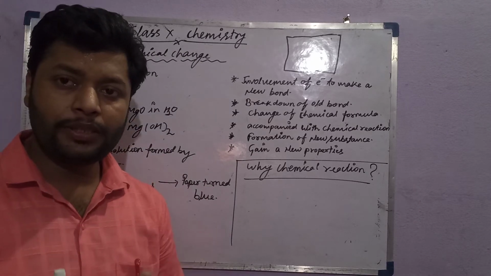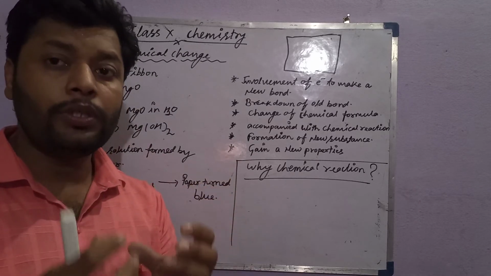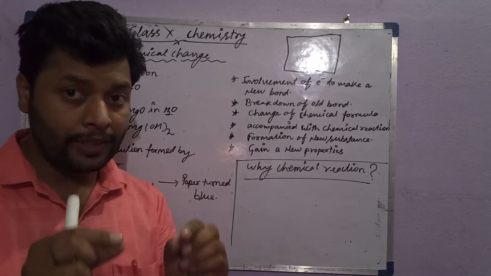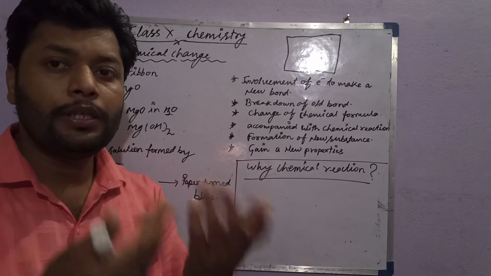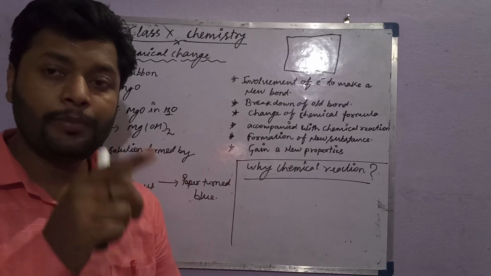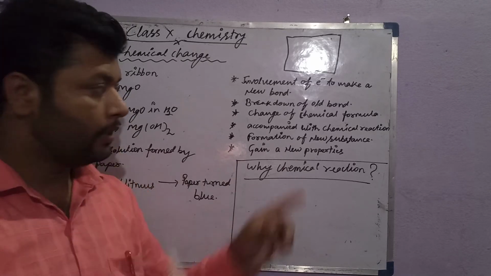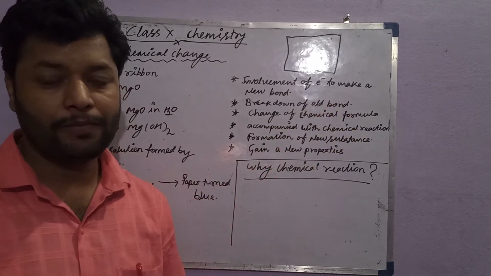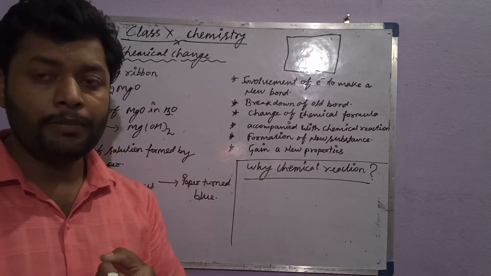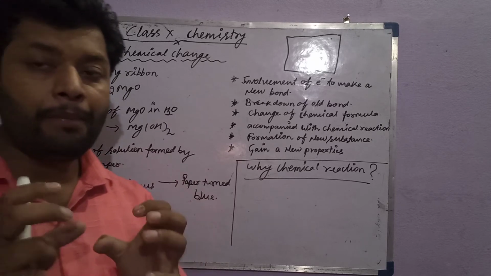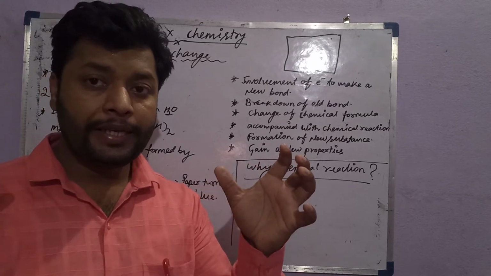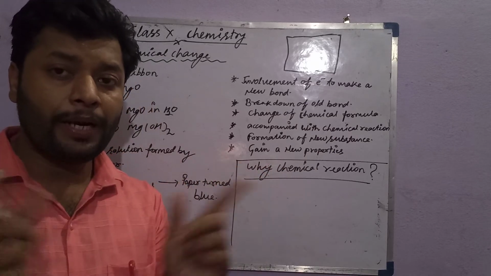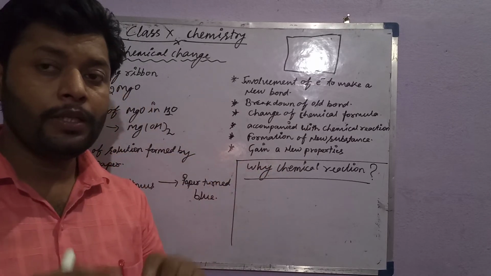Actually, when a substance, a compound, a molecule, or a material is involved in a chemical change, it forms a new bond. How? Because of the involvement of electrons. So for that, the breakdown of the old bond must happen. The old bond means the bond which binds together the different particles.